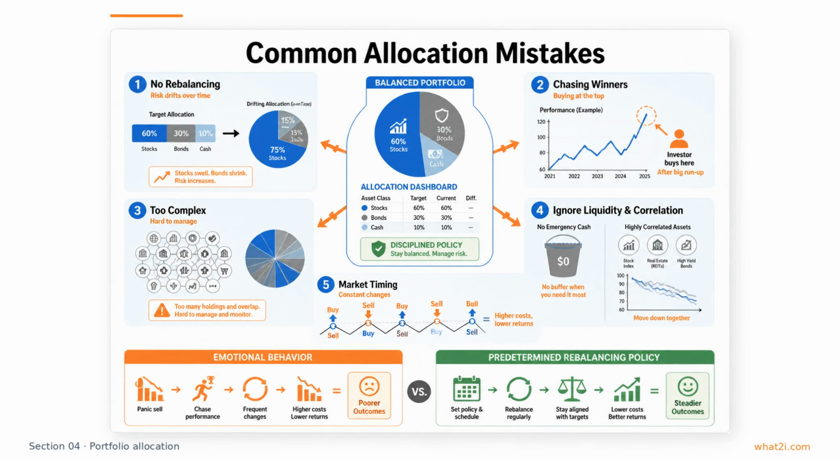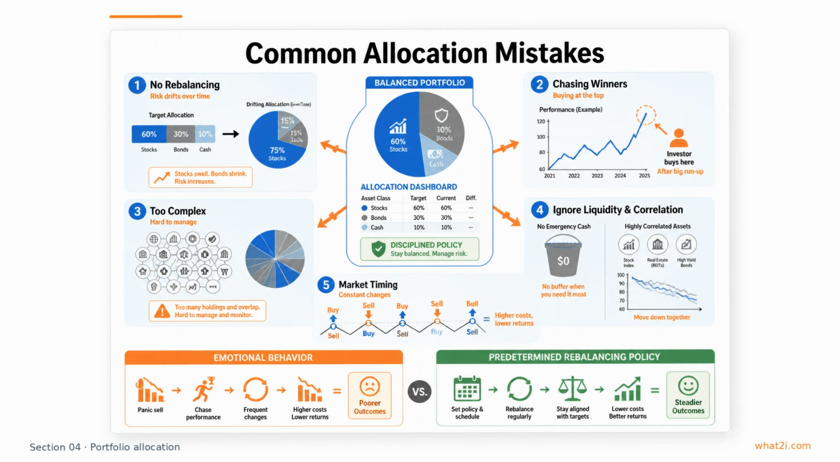Even a sensible allocation can fail if it is managed poorly. One common mistake is skipping rebalancing and letting the portfolio drift into a riskier shape than intended. Another is chasing recent winners, which often means adding exposure after strong performance instead of following a plan. Portfolios can also become unnecessarily complex, making them harder to monitor and easier to mismanage. Investors sometimes forget practical issues too, such as liquidity needs or the fact that correlations can change. And when allocation turns into constant market timing, discipline usually gives way to emotion.